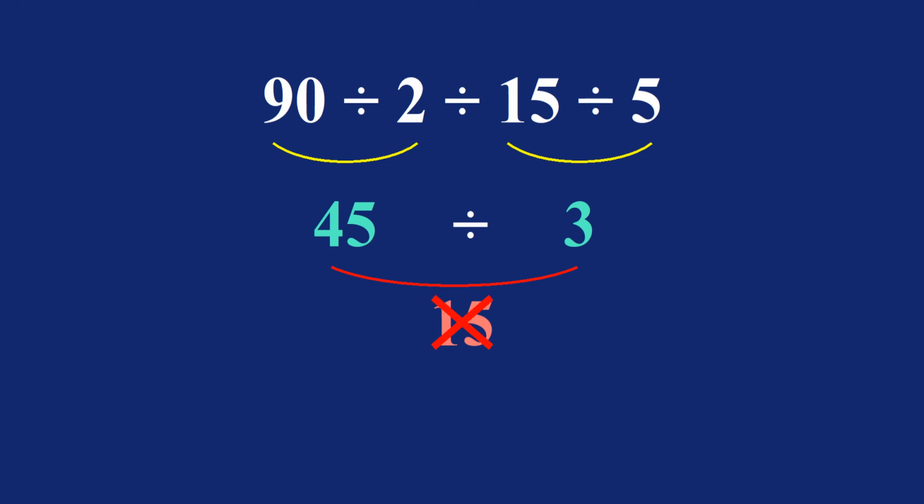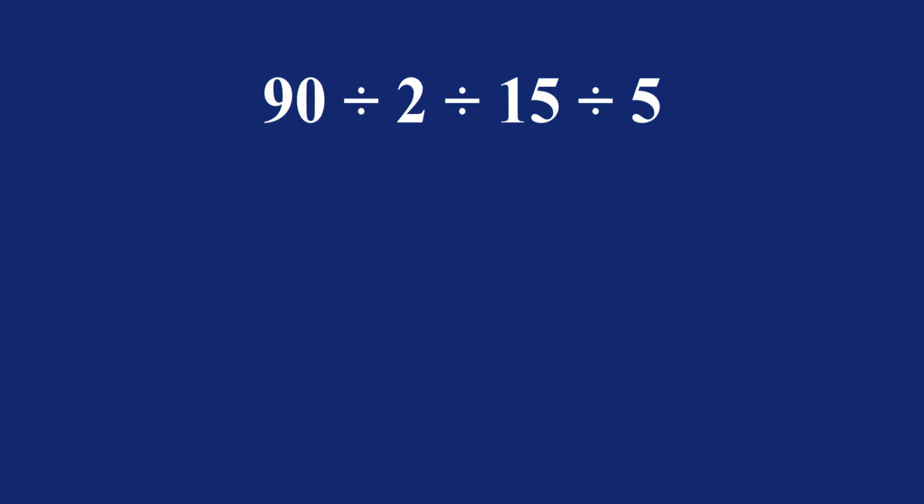So here first we have to do this division, then this division, and finally this division. If we do this division before this division, it's wrong. So first we have to do this division. 90 divided by 2 gives us 45.